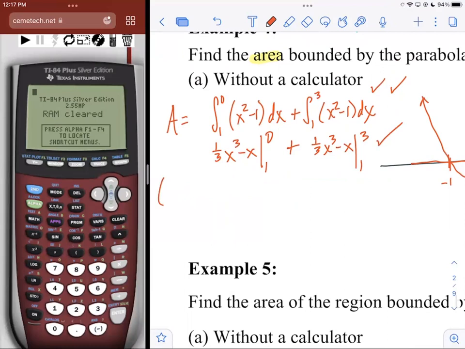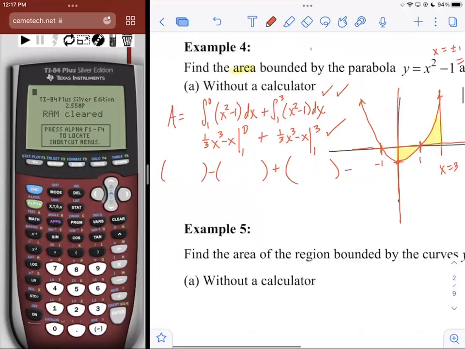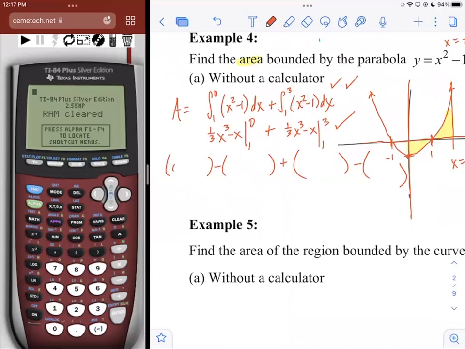And now plug in the top minus plug in the bottom. Plus plug in the top minus plug in the bottom. I'm running out of room. There we go. So here we go. Plug in the 0 and you get 0 minus, oops, well, that's the first parentheses. Sorry, that's 0 minus plug in the 1 and you get 1/3 minus 1.